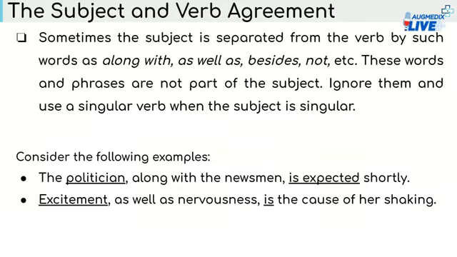Sometimes the subject is separated from the verb by such words as along with, as well as, besides, not, etc. These words and phrases are not part of the subject. Ignore them and use a singular verb when the subject is singular. Consider the following examples. The politician, along with the newsman, is expected shortly. Excitement as well as the nervousness is the cause of her shaking.